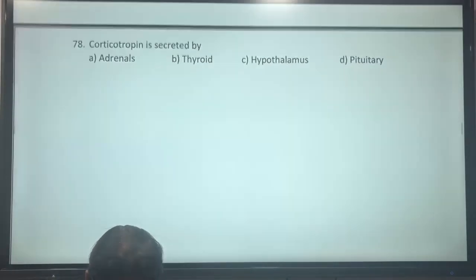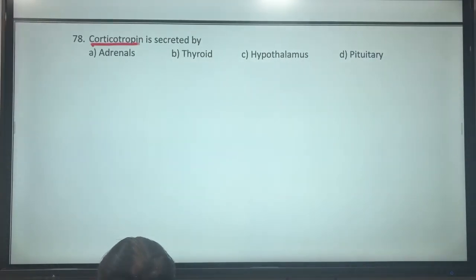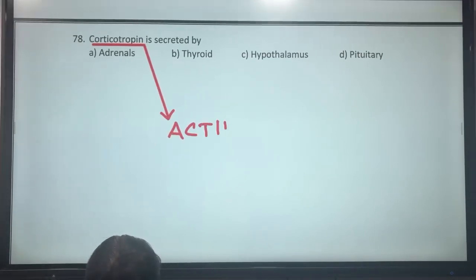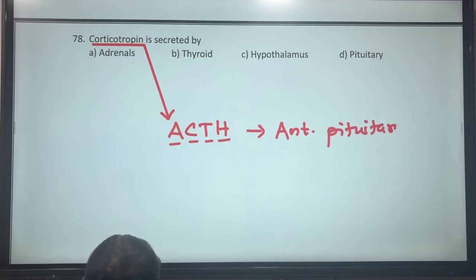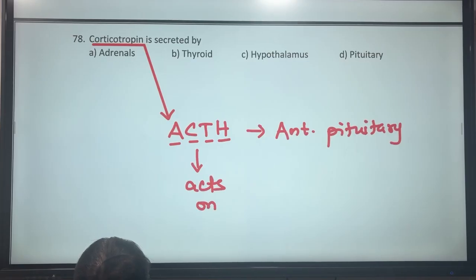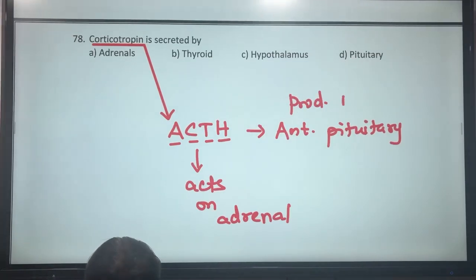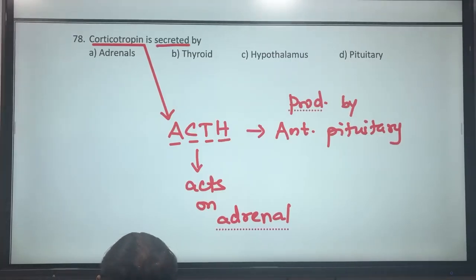Coming to 78th question, children. Corticotrophin is secreted by. Corticotrophin is another name for ACTH, adrenocorticotrophic hormone, and that is a hormone of anterior pituitary. This ACTH acts on adrenal gland but is produced by anterior pituitary. So they are asking you corticotrophin is secreted by. So answer is pituitary.